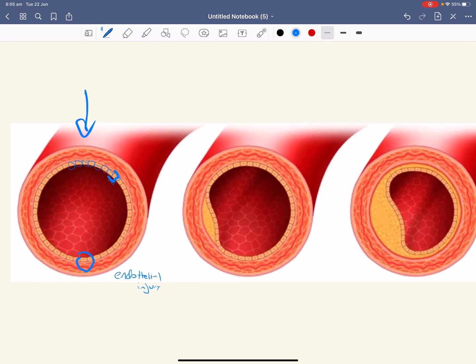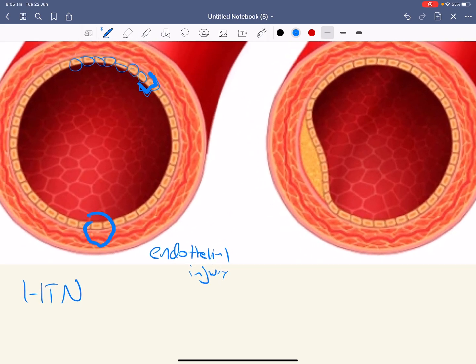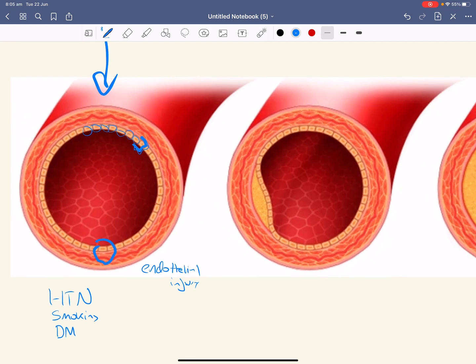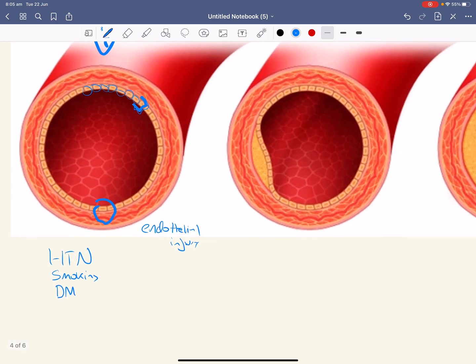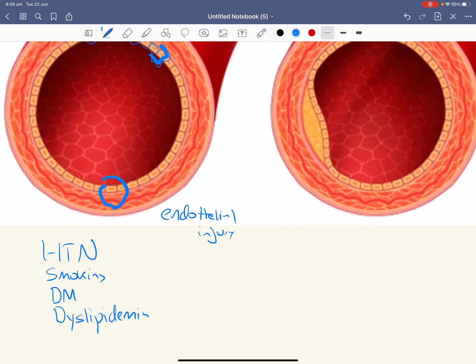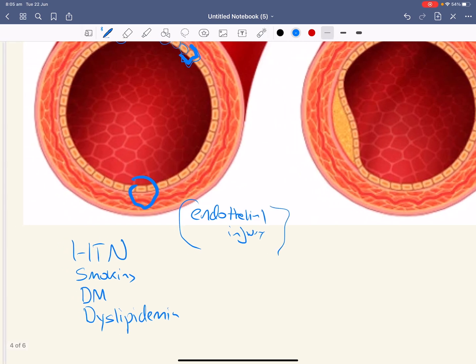Well, the big ones would be hypertension, so that's too much pressure in the blood vessel. Smoking. Diabetes, I'll just put DM. Okay, and dyslipidemia. They're the big ones. There's others, and you'll find others in your textbook and other books. Certain inflammatory states, certain immune reactions, hypersensitive immune reactions, certain toxins will cause endothelial injury. But I've just listed the most important ones because these are the risk factors that are modifiable.